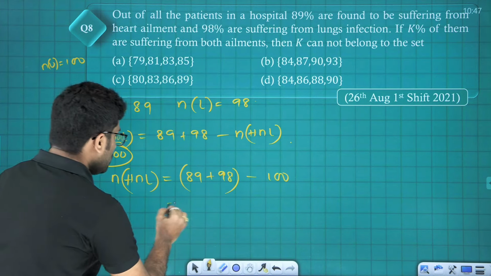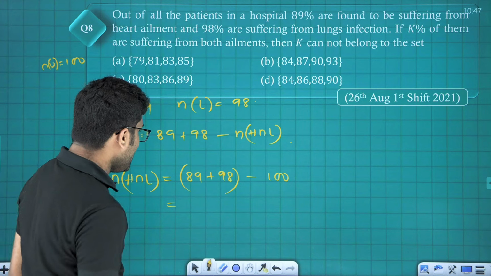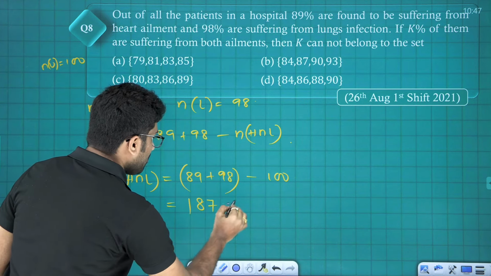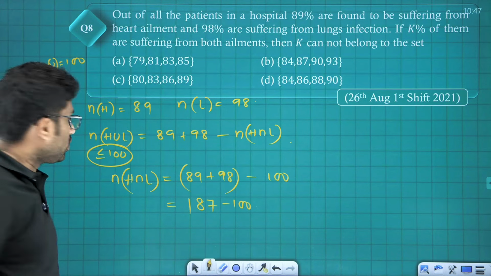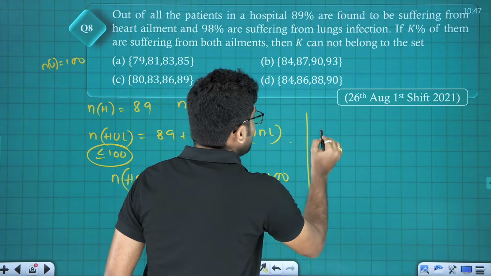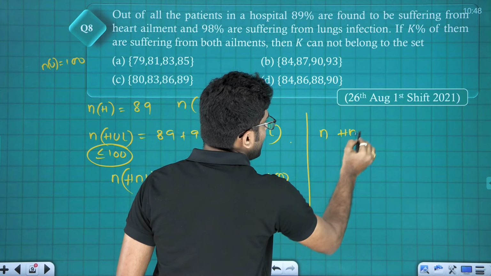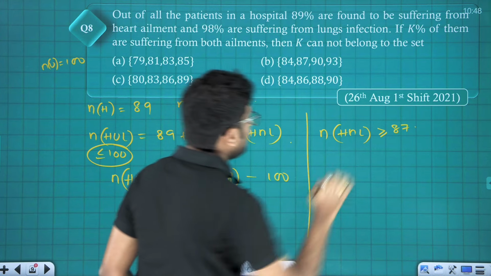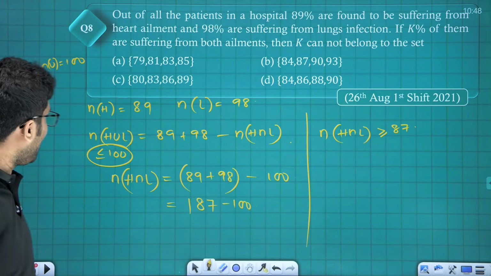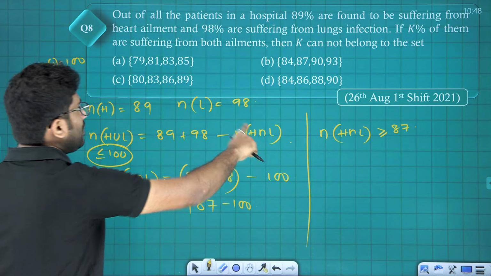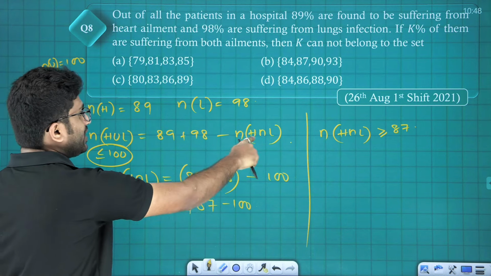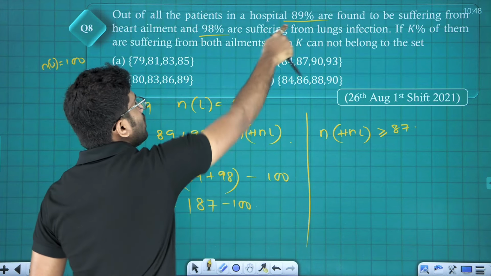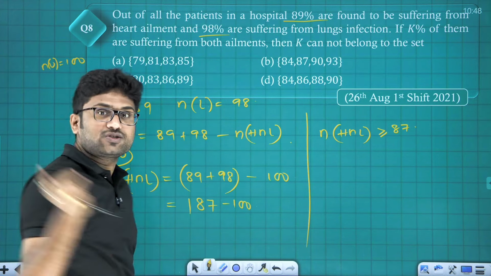Okay, so N of H into 89 plus 98 will be 187 minus 100. So for sure, N of H intersection L will always be greater than or equal to 87. And for the intersection, the maximum value will always be less than or equal to the individual sets. It should be less than or equal to 89 and less than or equal to 98.